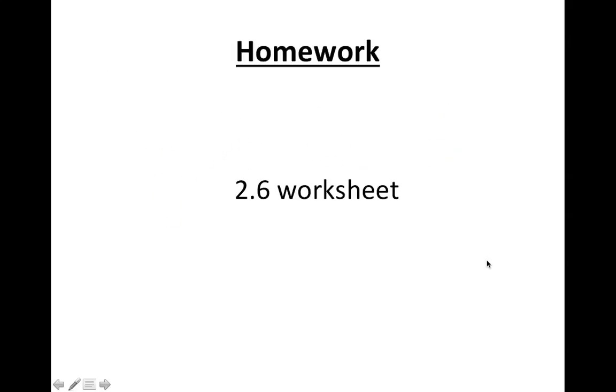We'll be working on this worksheet tomorrow. Come prepared, ready to work on it.